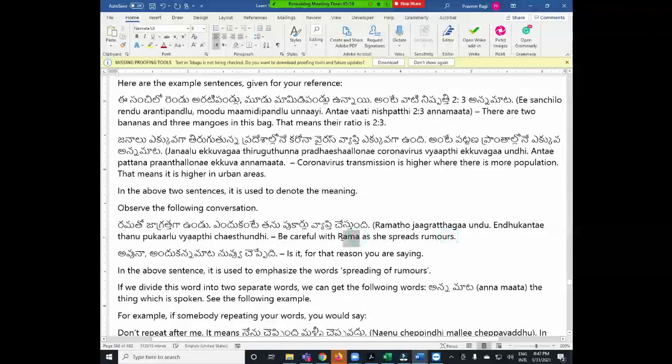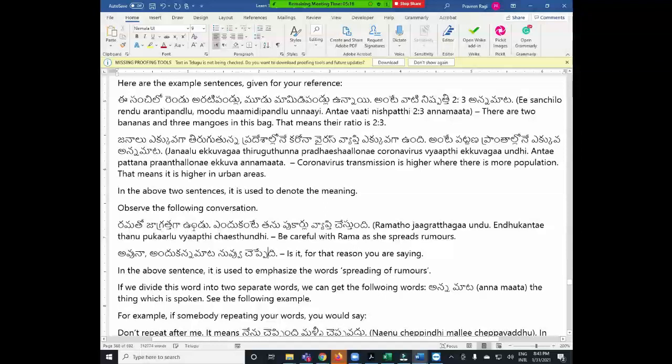This word, it is just Rama, because as per the Telugu script it is Rama only. As native speakers we write the same spelling for the word Rama also in translation. I mean in English spelling, but while pronouncing we will show the difference. Okay, be careful with Rama, that means Ramato jagrattaga undu.